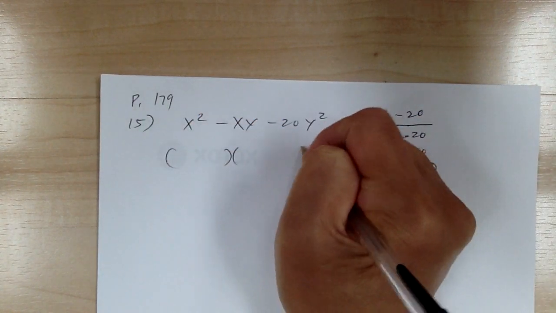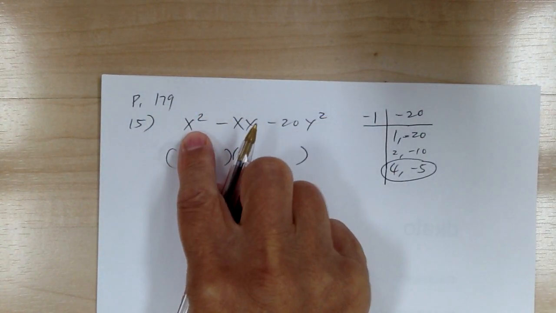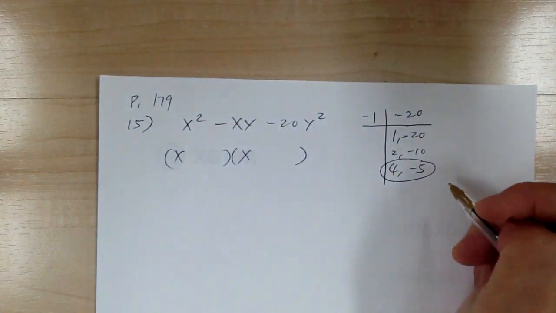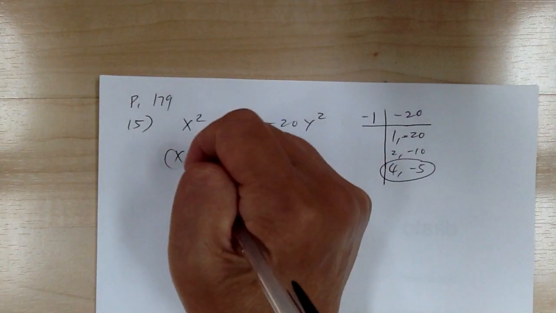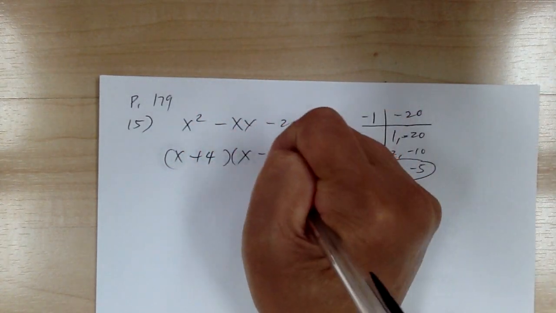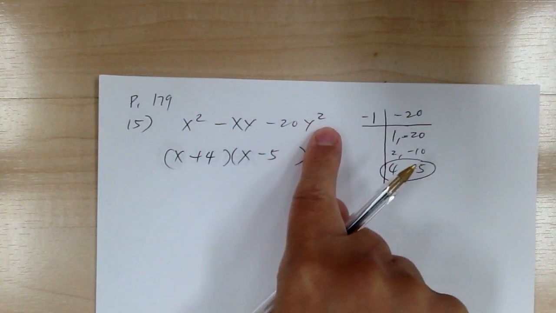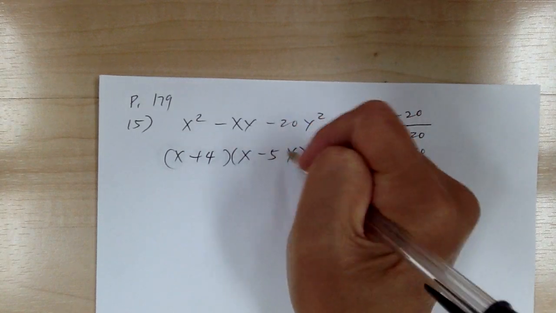So you get two sets of parentheses. You have to undo that first term, so it'll be x, right? And because there's no coefficient, whatever you see is whatever you put down. So it'll be plus 4 minus 5. But because there's a variable in the back, you have to put the variable in the back.